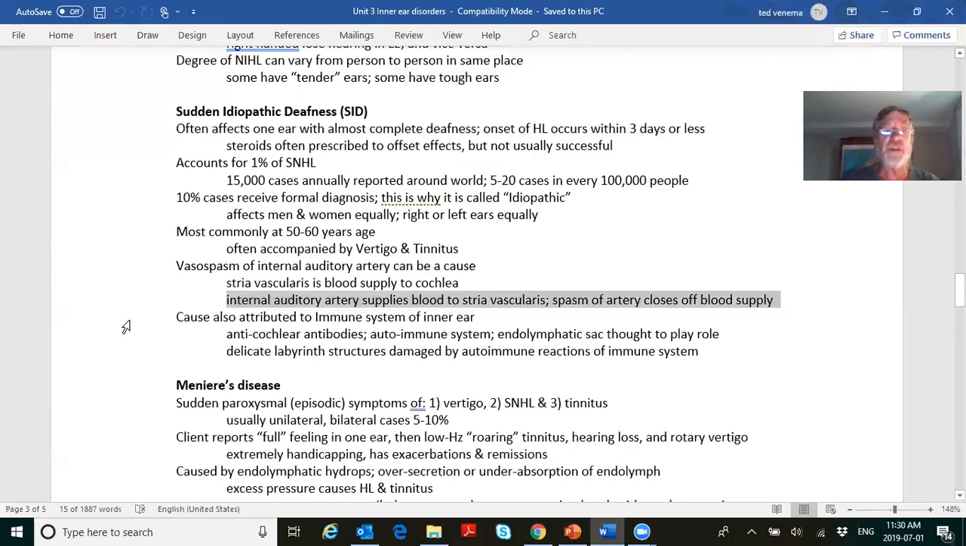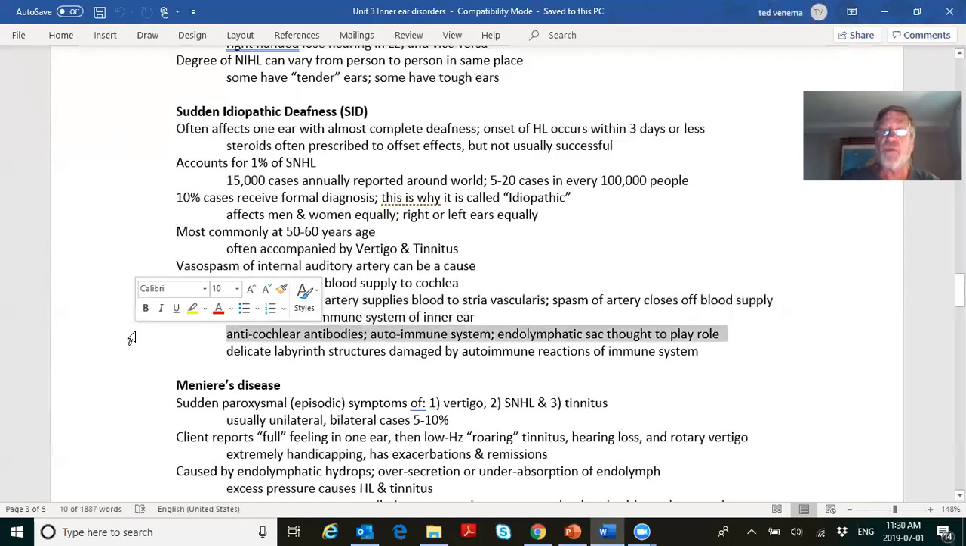Some think it's an immune system problem, like an autoimmune disorder of the inner ear. Anticochlear antibodies. Autoimmune system? We just don't know. That's why they call it idiopathic.